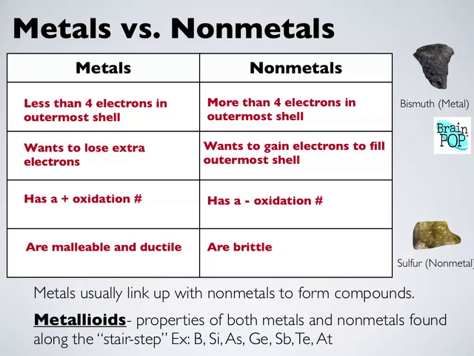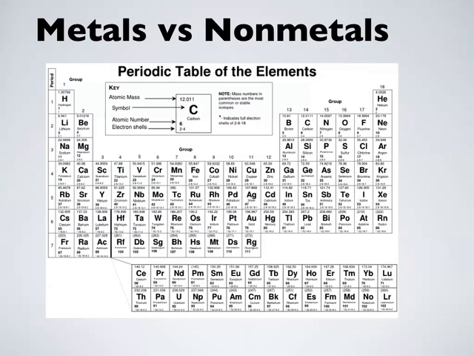These are found along the stair step in your periodic table. Now, the stair step divides metals, non-metals, and metalloids. Where do you think the stair step lies? Boron. Right here. Metals are here, non-metals are here. Okay, that's sort of the dividing line, more or less. There's a lot more metals.